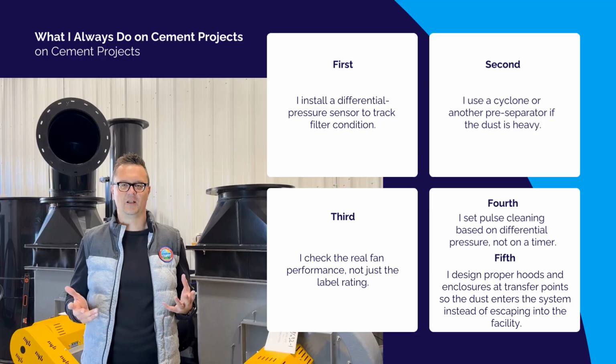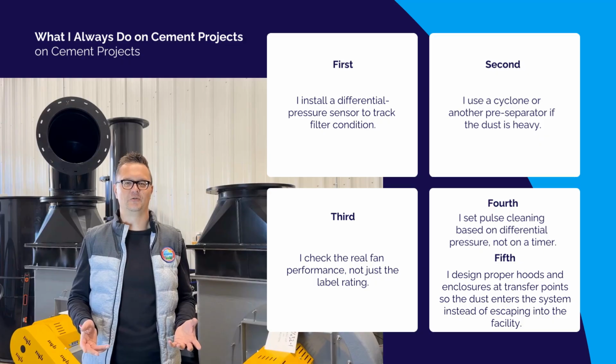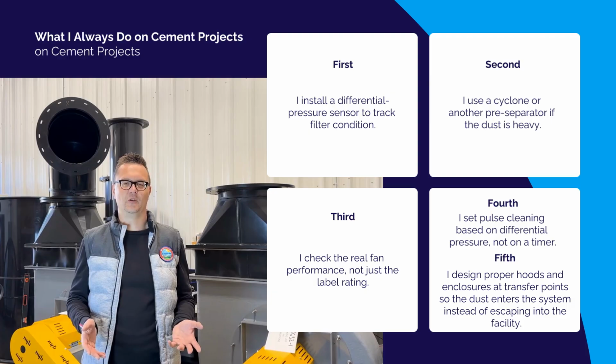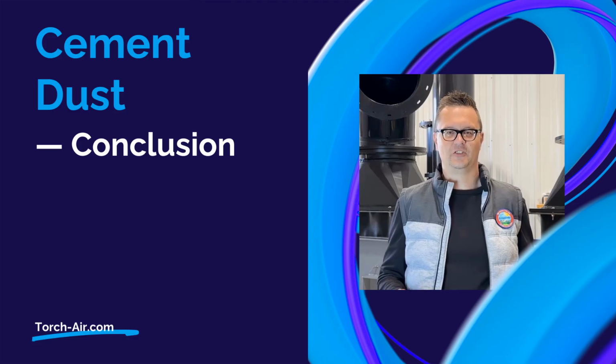What I always do on cement projects: first, I install a differential pressure sensor to track filter condition. Second, I use a cyclone or another pre-separator if the dust is heavy. Third, I check the real fan performance, not just the label rating. Fourth, I set pulse cleaning based on differential pressure, not on a timer. Fifth, I design proper hoods and enclosures at transfer points so the dust enters the system instead of escaping into the facility. A good hood can sometimes reduce the cost of the entire system simply because the dust capture becomes efficient.